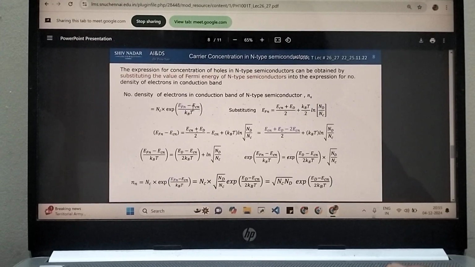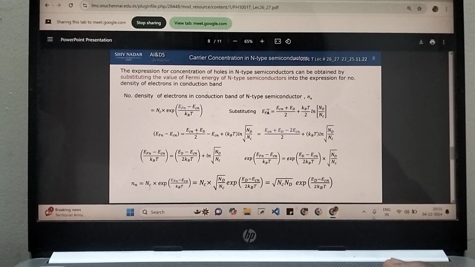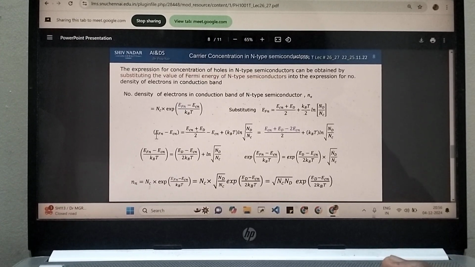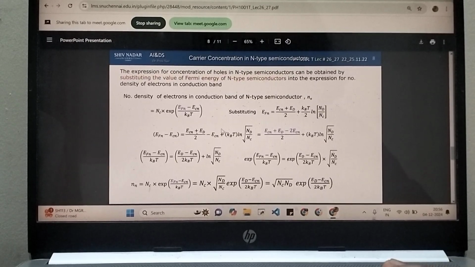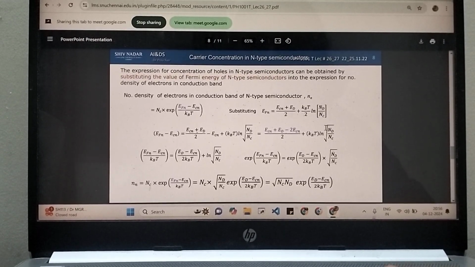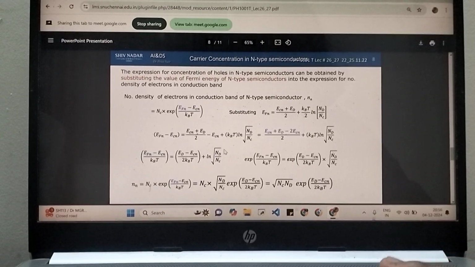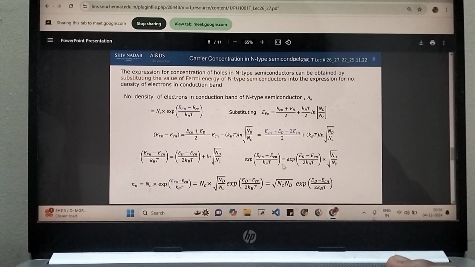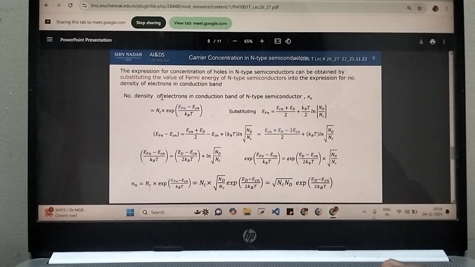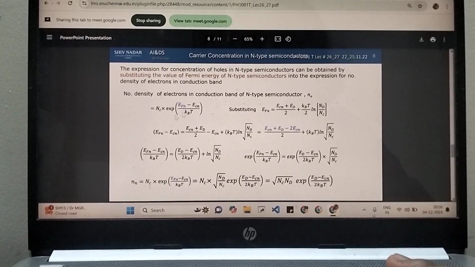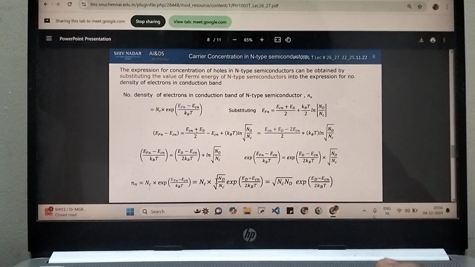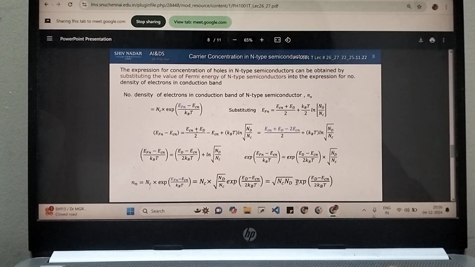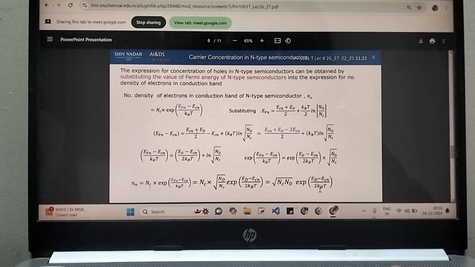So Nc into e to the power (Ef minus Ec) by kBT, where instead of Ef we make this substitution. So Ef is equal to this, Ef minus Ec will be this minus Ec. So when you take the LCM and substitute, you get this. (Ef minus Ec) by kBT will be this term, e to the power that will be this. So the final expression will be Nc into this expression. So finally you get root of Nc Nd e to the power (Ed minus Ec) by 2 kBT.